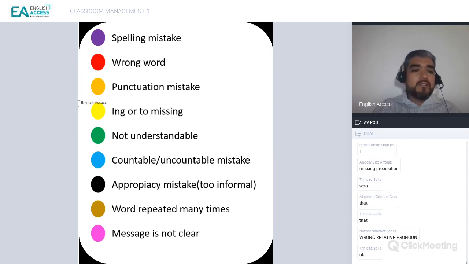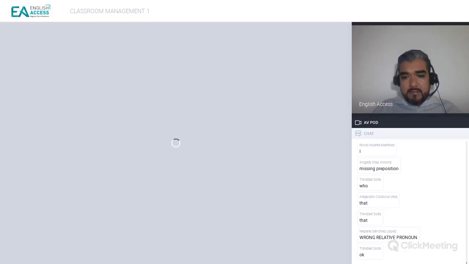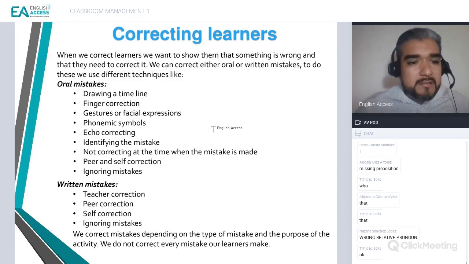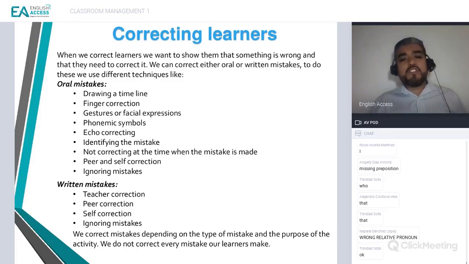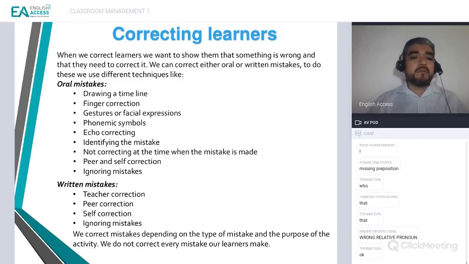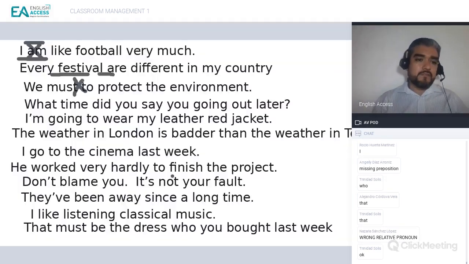So this works more for written language, right? But what about oral? What about oral mistakes? When we correct learners, we want to show them that something is wrong, and then we need to correct it. We can correct either oral or written. To do this, we use different techniques. For oral mistakes, you can use the timeline. The timeline is really, really useful for me.